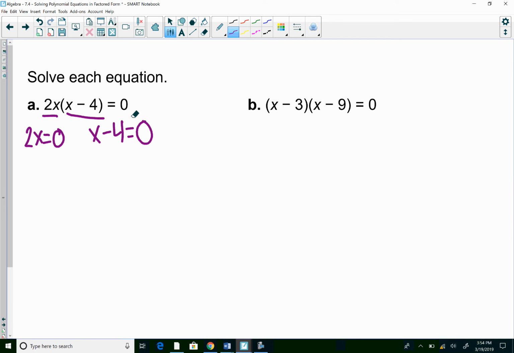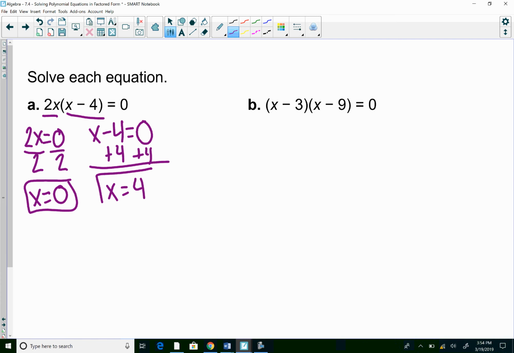Now you've got two quick one-step equations. And boom, there's solution 1. And there's solution 2. So really, you guys, you're just taking each of the separate pieces, setting them equal to 0, and then solving. The nice thing about these is that now when you plug either one of these numbers in, so either 0 or 4, you should still come up with 0.